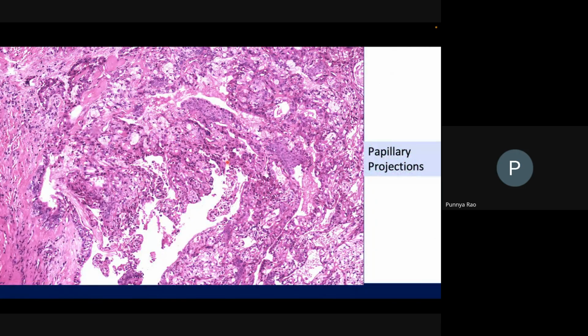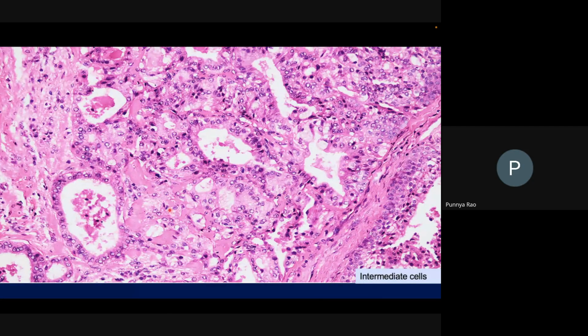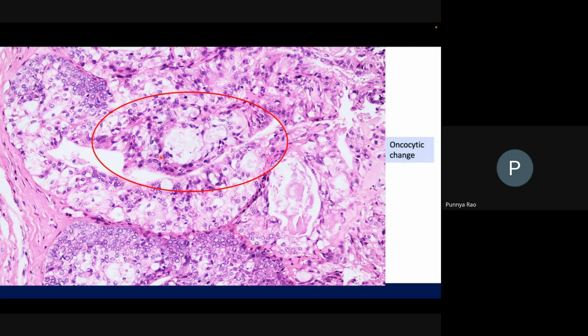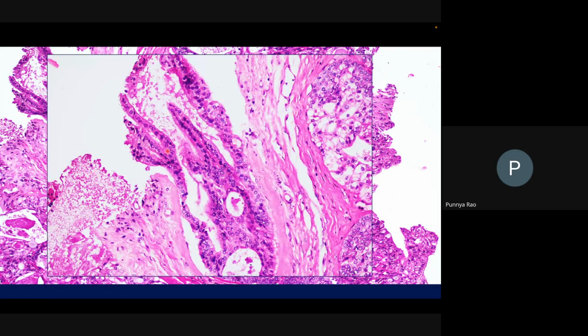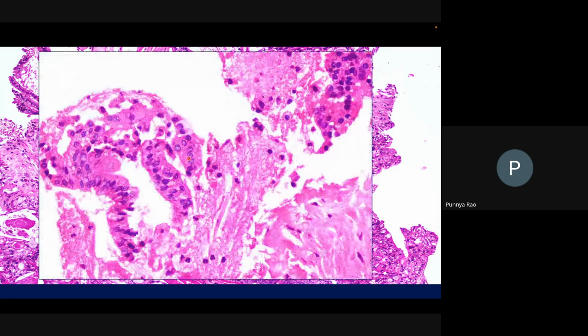So papillary projections, some dark intermediate cells are very clearly seen here. The darkly stained ones, the rest are all your epidermoid cells. Some of the cells were showing eosinophilic granular cytoplasm. Probably this is an oncocytic change. It was seen in this papillary projection, presence of oncocytes, high-power view of the same. You find eosinophilic granular, slightly larger cells, they are your oncocytes. So focal areas of oncocytic change can be seen.